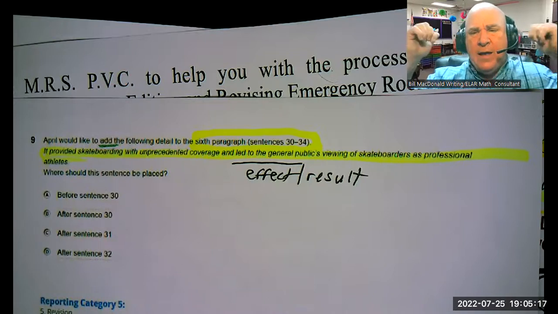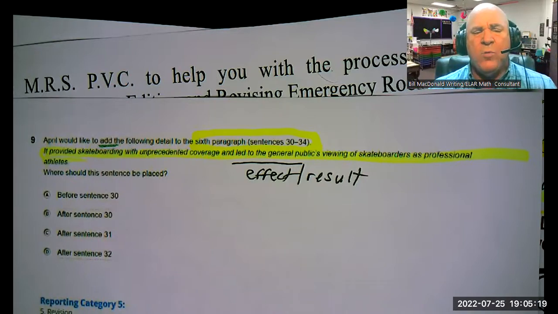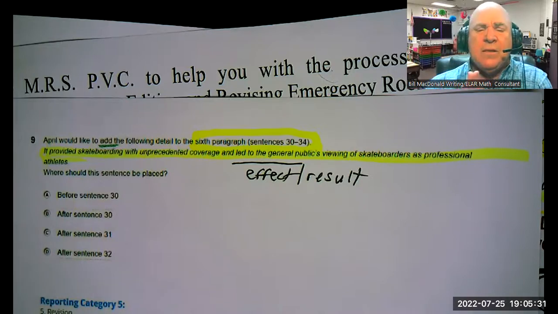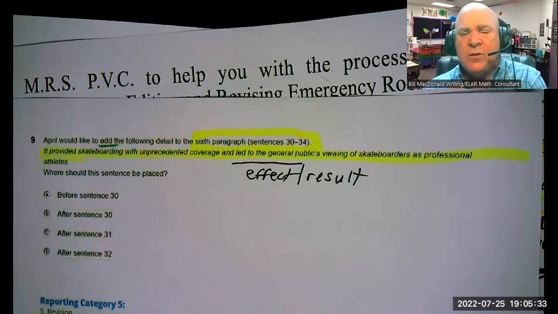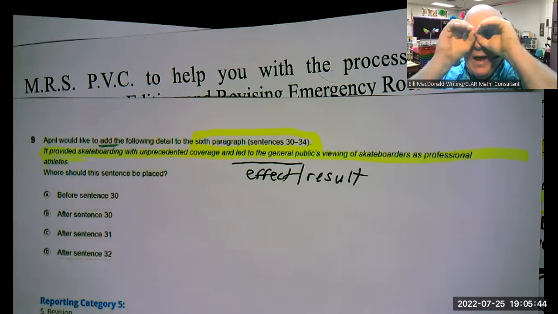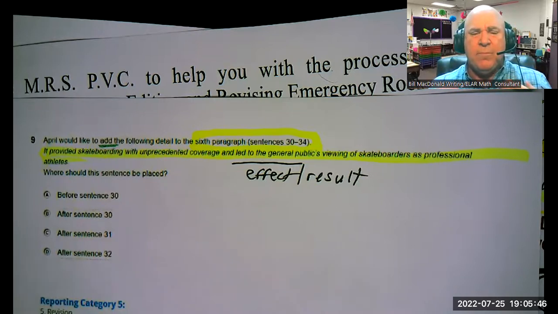"Provided skateboarding with an unprecedented," in other words never before happened, "coverage and led to"... effect right there. So anything that leads to something happening means that there's an effect, a result, a reaction to the public viewings, the general public viewing of skateboarding as professional athletes. Where should this sentence be placed?